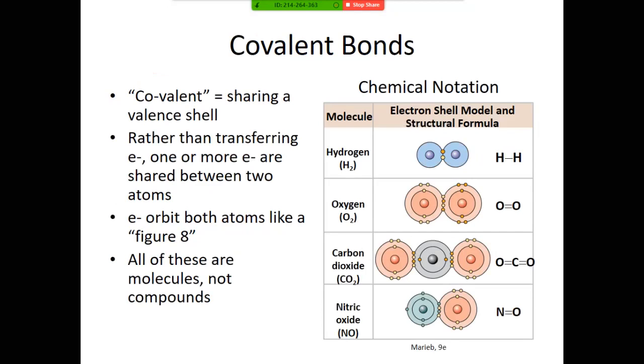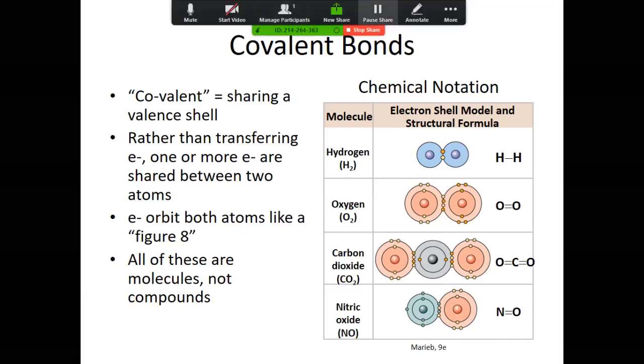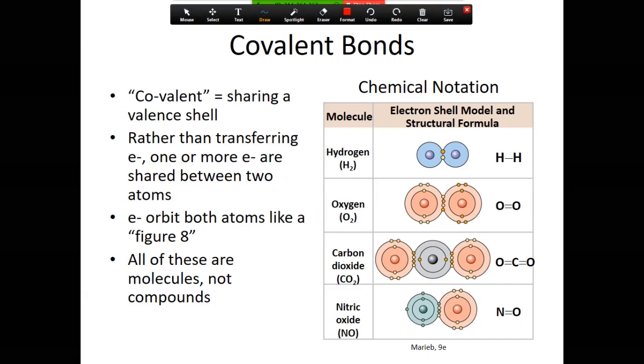Okay, this takes us back to the very first example that we looked at. The very first example that I drew for you was this top example right here of having two hydrogen atoms that share their pair of electrons. So when atoms share electrons, this is called a covalent bond. I really like this word. I think it does a very good job of describing what's happening.